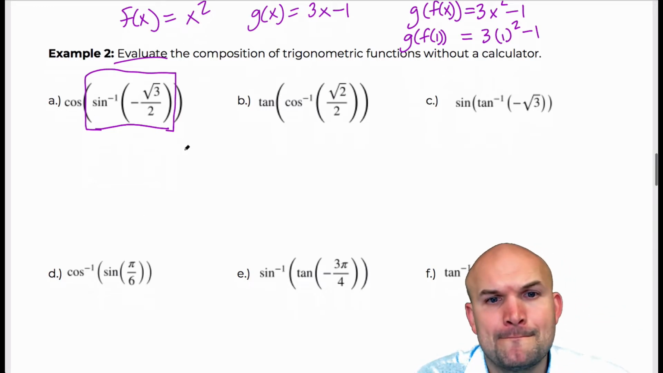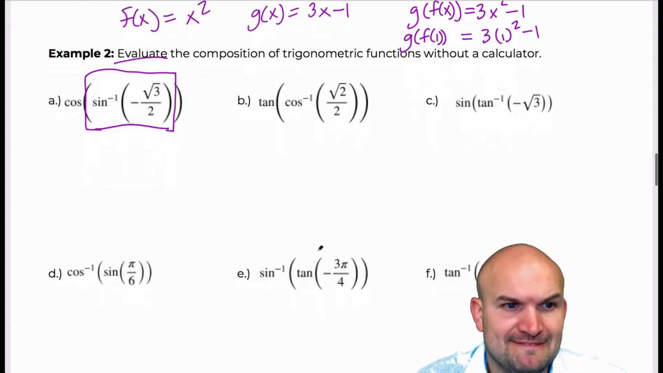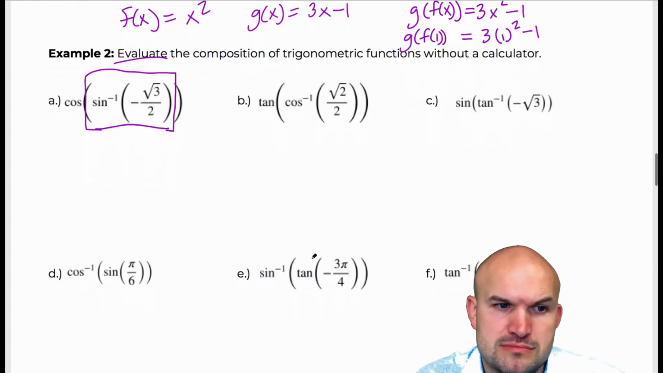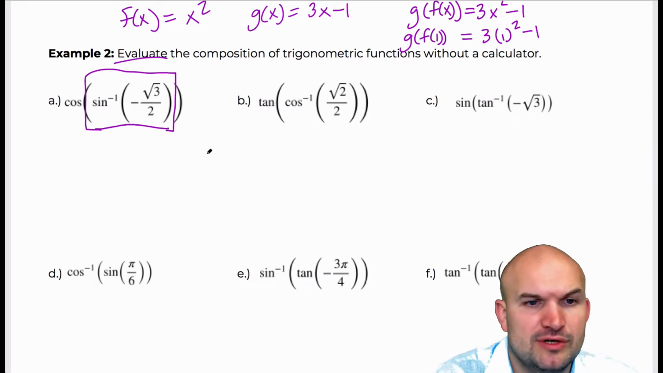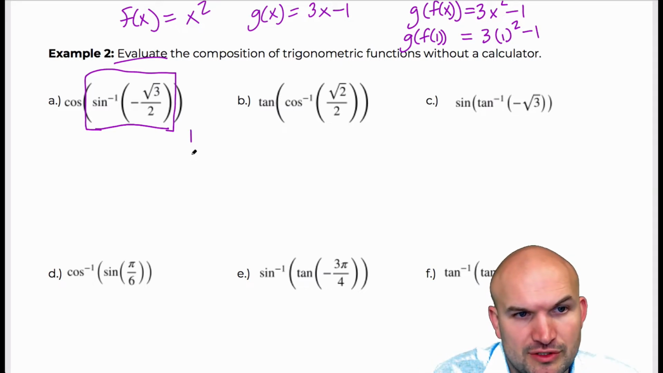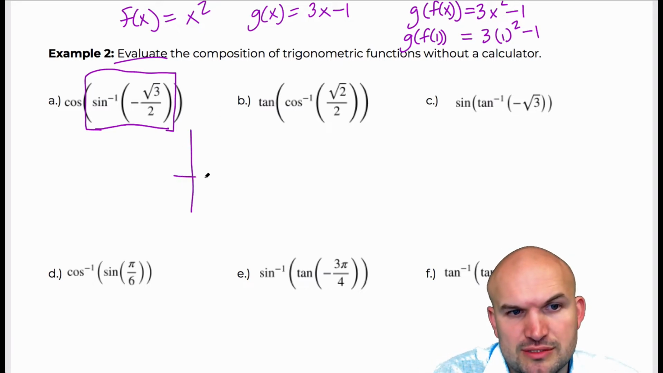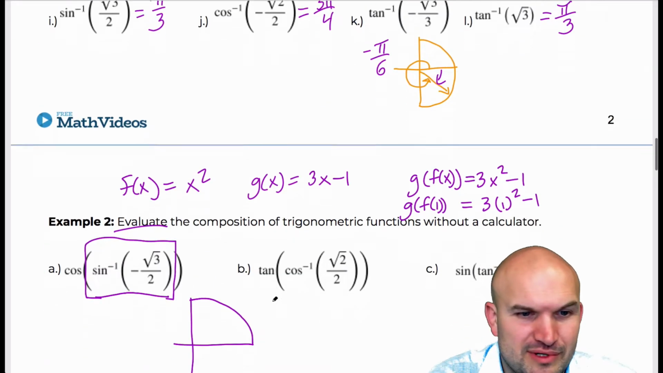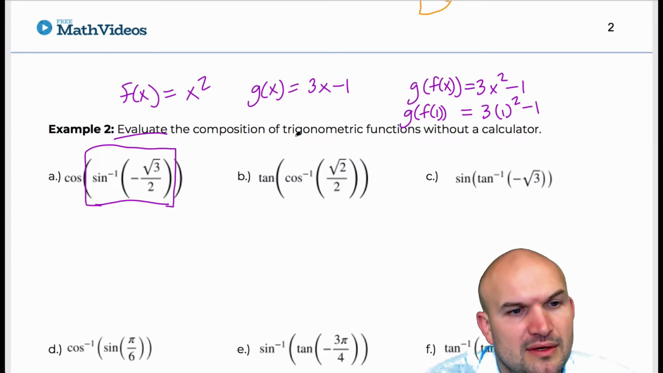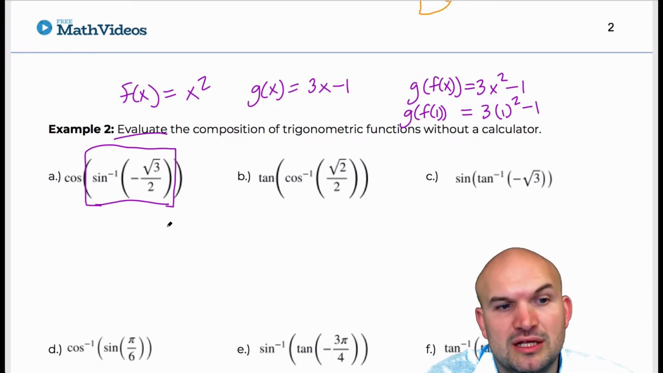So I want to have something to work with. Maybe I'll do a little unit circle here, at least the first quadrant. I think we're good. Let's just move through this. All right, so at least do the restriction.